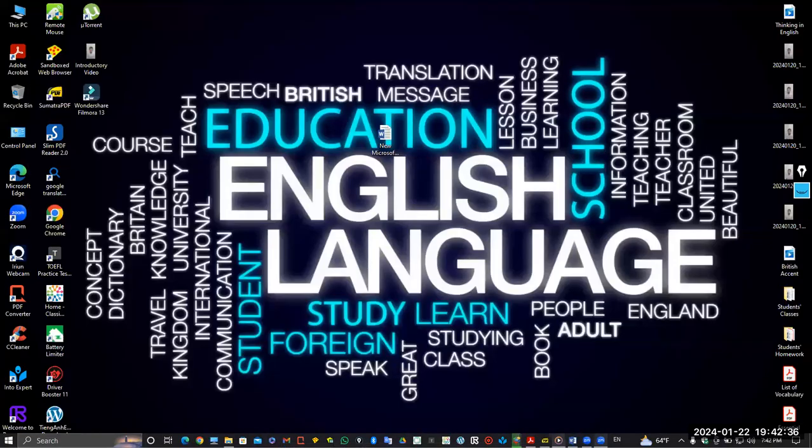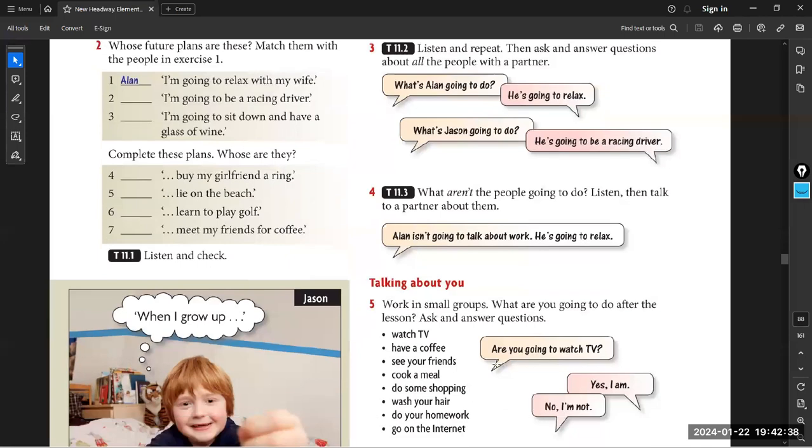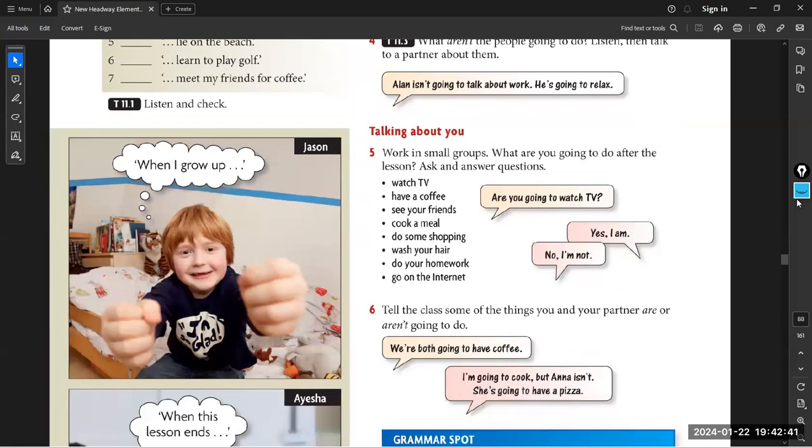Okay, so this is it, guys. This is about the future. Be careful about using the future, because going to and the present continuous, in some way, you use if you are sure about the action. So these are the examples that we have. Are you going to watch TV? So yes, I am, if you want to answer yes. No, I'm not, if you want to answer no. So we are both going to have coffee. I'm going to cook, but Anna isn't. Why? Because she is going to have a pizza.